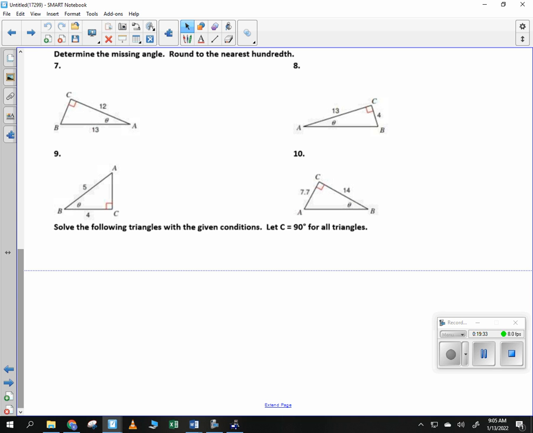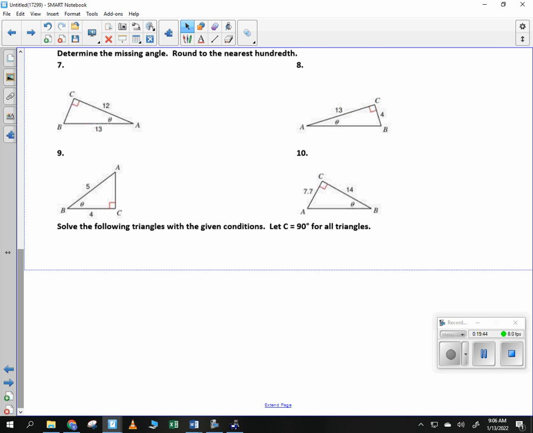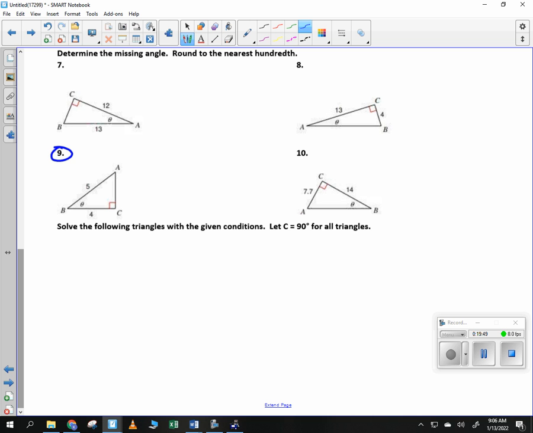7, 8, and 9. And I'm going to do one problem with you. I'm going to give you time to just work a little bit, okay? All right, 7, 8, 9, and 10, excuse me. So I will do problem number 9 with you. It says to determine the missing angle. So you want to find theta.